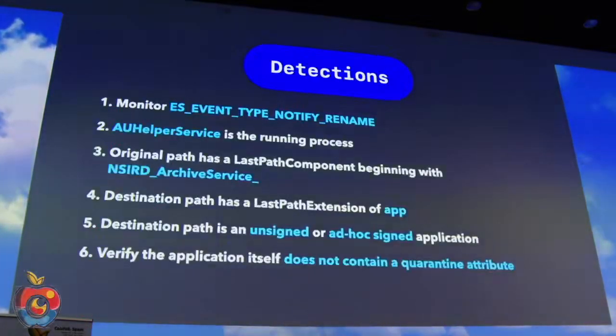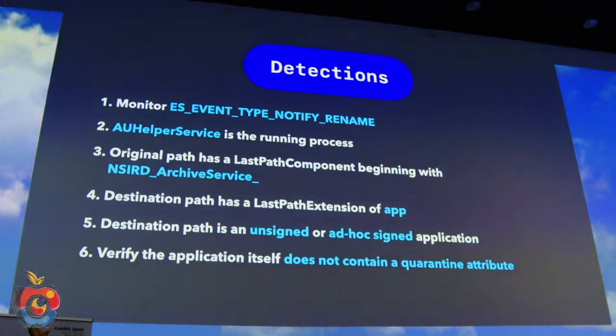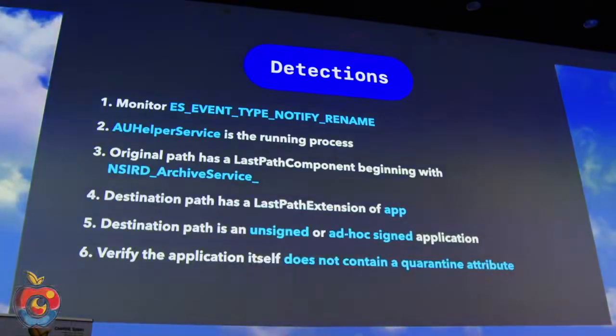Let's explore how we can go about detecting this activity using Apple's Endpoint Security. We can monitor for ES rename events, where the running process is AU Helper Service. Checking the original path has a last path component beginning with NSRD archive services. That will be an indication that there is an auto renaming of the temporary directory. Next, we can check that the destination path has a last path extension of app, indicating an application is being extracted. We shouldn't ever really see an application being extracted where the original path has a last path component beginning with NSRD archive services.